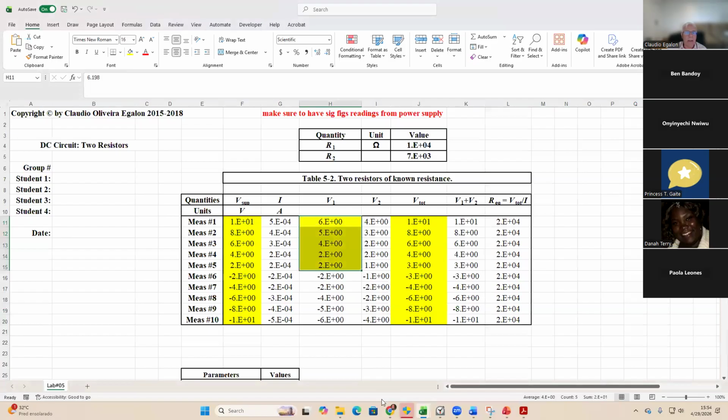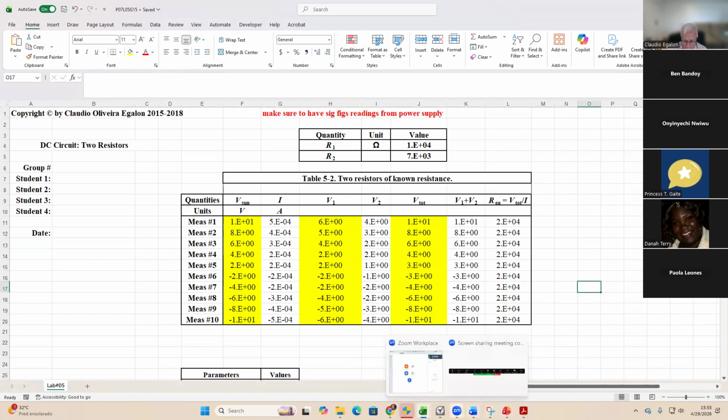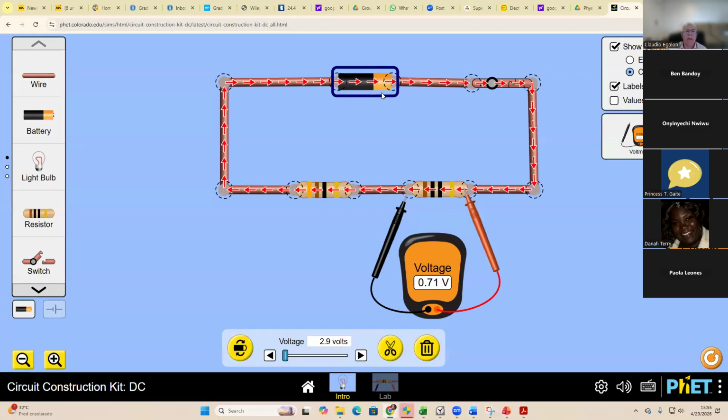Invert the polarity and repeat the measurements, and you're going to have those values here. Let's see, the polarity is inverted. Right in here, the voltage is negative. That's how we do V1.